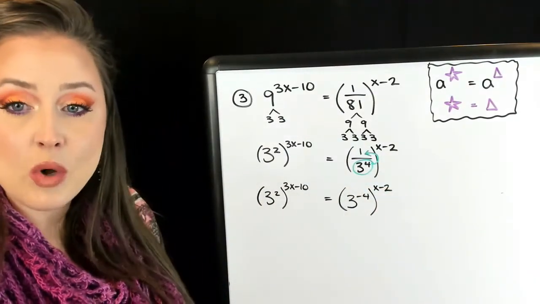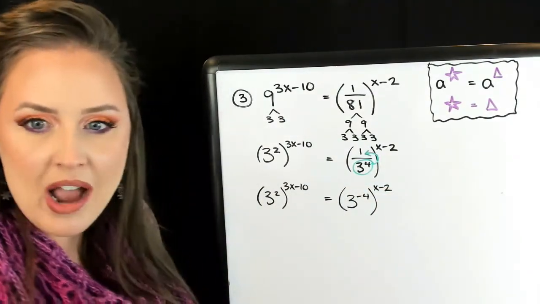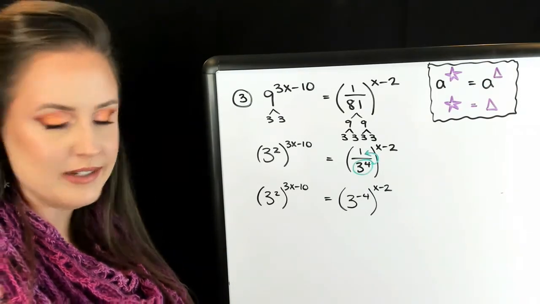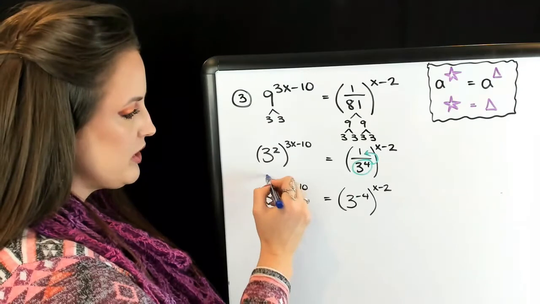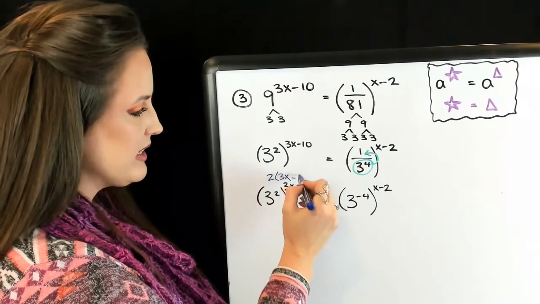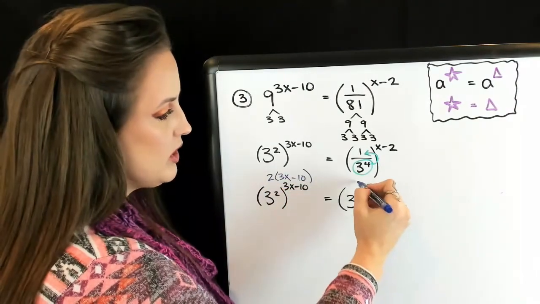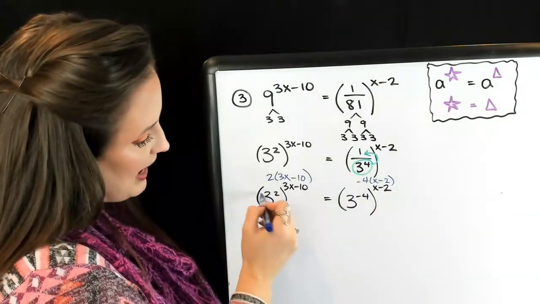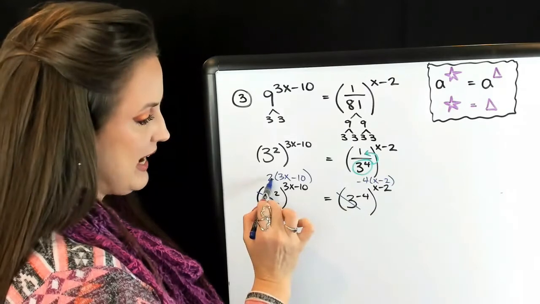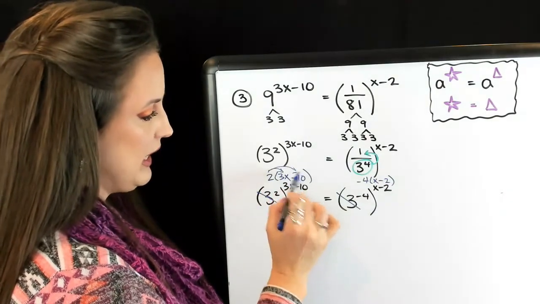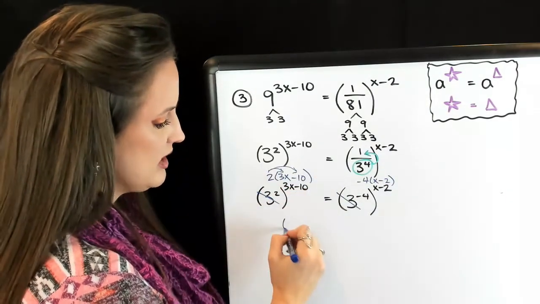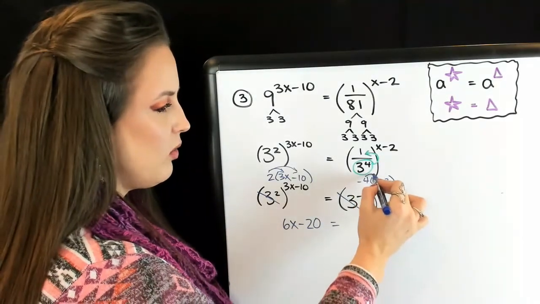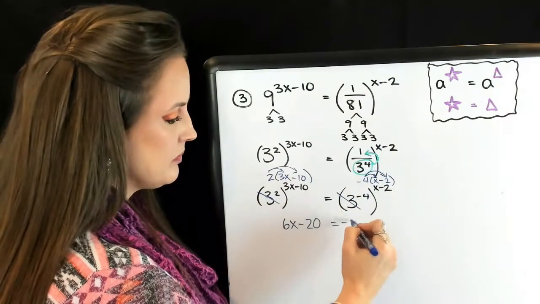Just like that. So now we can multiply those exponents through and drop our bases. I'm going to do that simultaneously on this one. So we're going to do 2 times 3x minus 10, and negative 4 times x minus 2. When I drop my 3's off, I'm going to have 6x minus 20. If I can do an arrow, 6x minus 20 is equal to negative 4x plus 8.